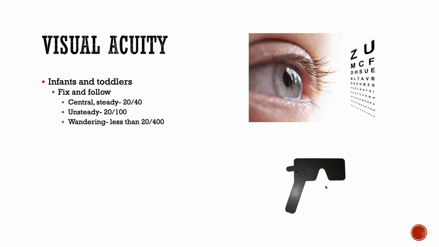So again, I don't know how often we're going to use this, but a general rule of thumb is if there's a central steady focus, then roughly the visual acuity is 20/40. If it's unsteady, it's 20/100, and then if it's just wandering, then you're more concerned about an ocular injury in that scenario. And then like I mentioned, for the preschool and school age, you can start doing the visual charts at 3 years of age.